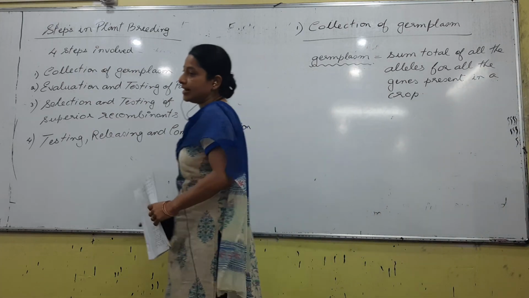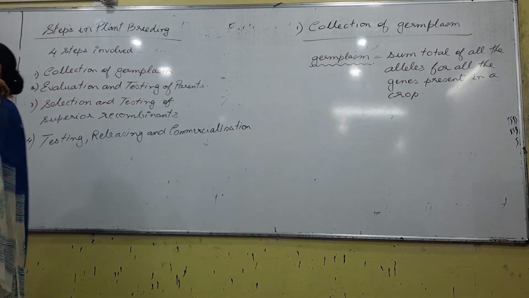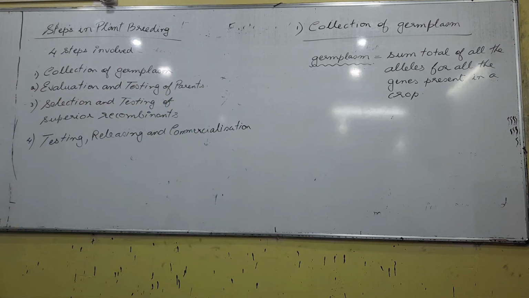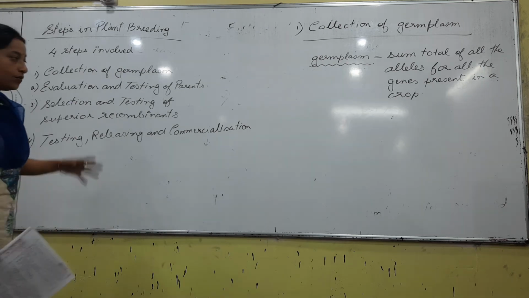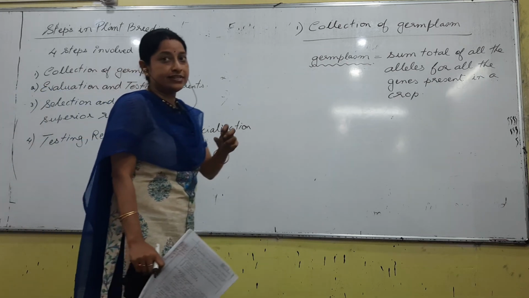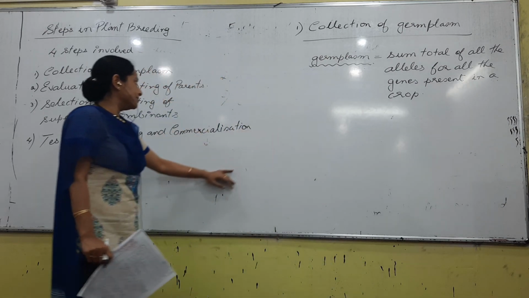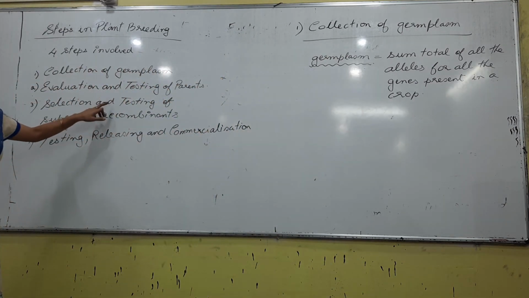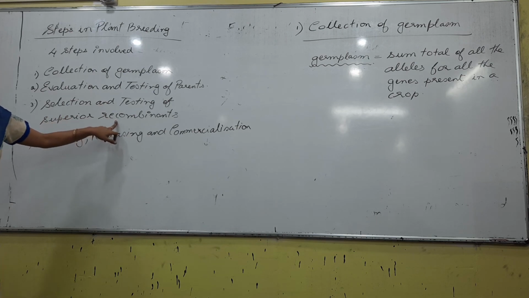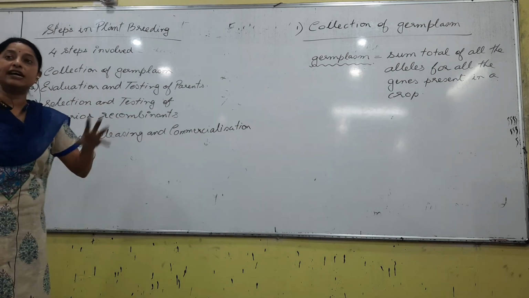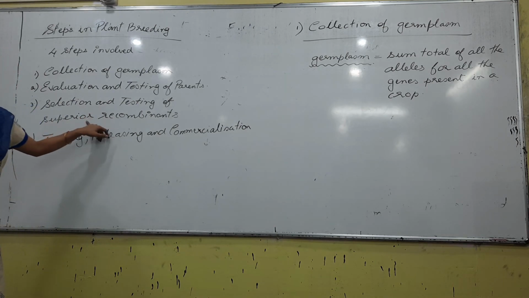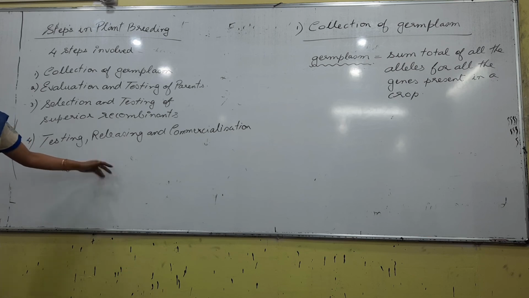Releasing and commercialization. So when we do plant breeding, what do we do first? We first collect the germplasm. What is germplasm? We are talking about the entire collection of genes that you find in that particular crop, right? That is what is called germplasm. Next you test the parents, next you test the superior recombinant. Superior recombinant means after the cross, the product that we have obtained is what is called recombinant. You have to test the recombinant also, whether it is desired or not, right? And once everything is all right, then you go for commercialization or releasing it in the market.